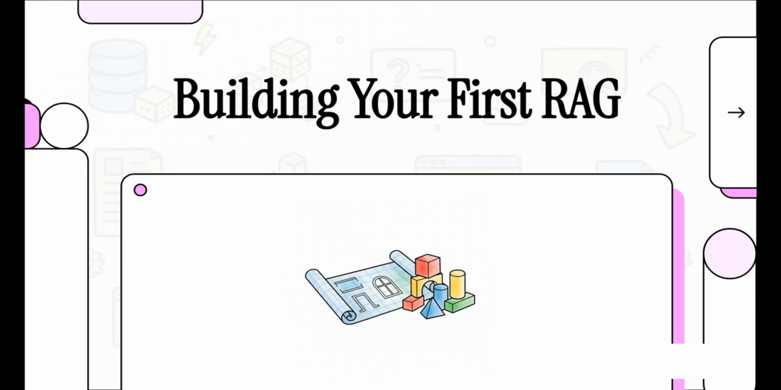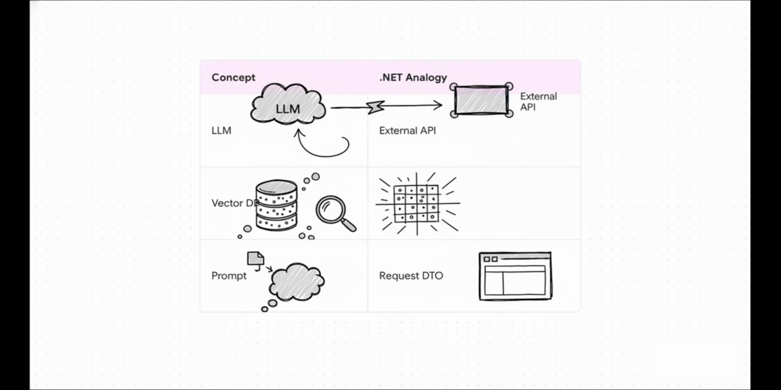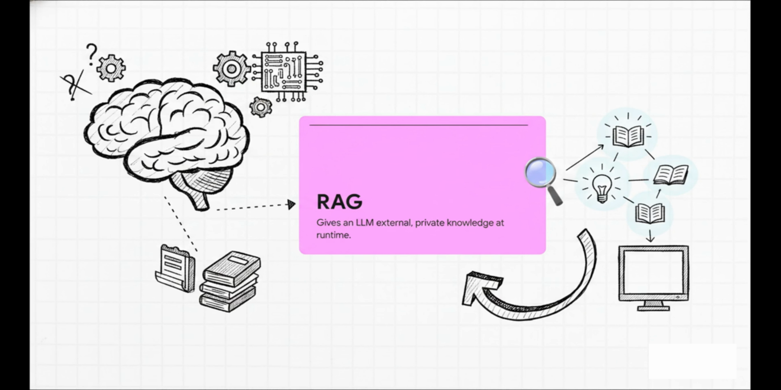Let's map out exactly how to build your very first RAG system step by step. No fluff, just code. Look, RAG isn't magic. At its core, it's just search, external APIs, and standard data pipelines. If you know .NET, you've got this. The LLM is an API, and prompts are just request DTOs. RAG simply fixes an AI's ignorance by feeding it your private external data right at runtime.